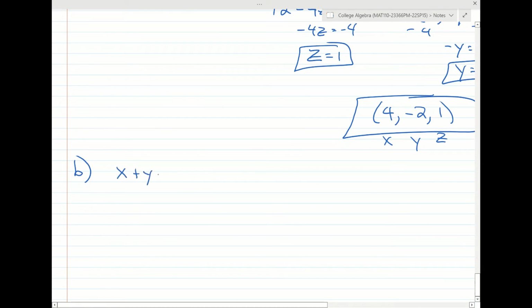x plus y plus z is equal to 2, and then x minus y plus 2z is equal to 2. And then negative x plus 2y minus z is equal to 1.